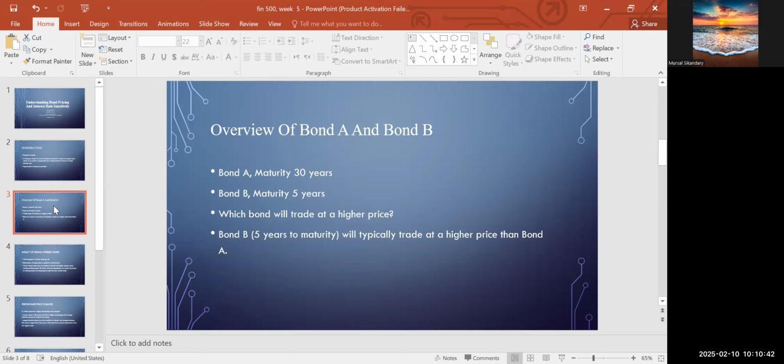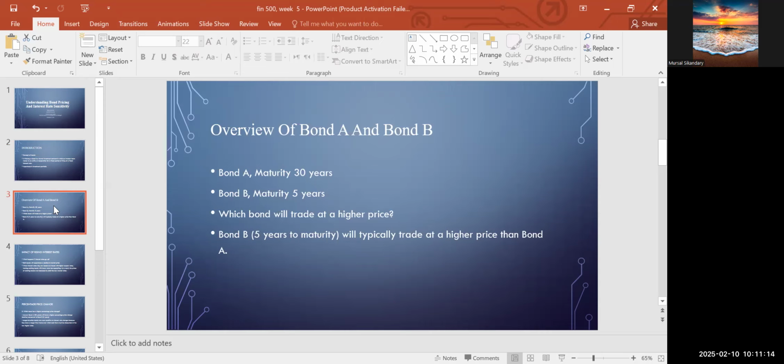Here we have an example, an overview of bond A and B. The bond with a longer time to maturity will experience a greater percentage price change compared to the bond with a shorter time to maturity. This is because the longer term bond has a longer duration, which measures its sensitivity to change in interest rates. A bond with longer duration will experience a larger price change for a given change in interest rate.